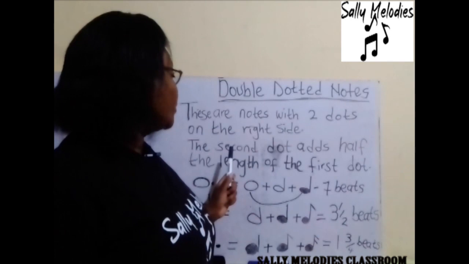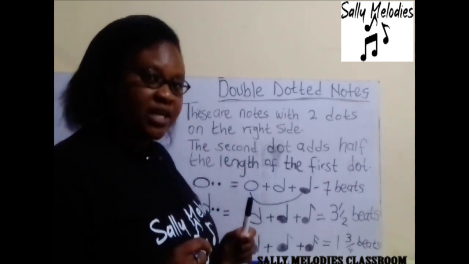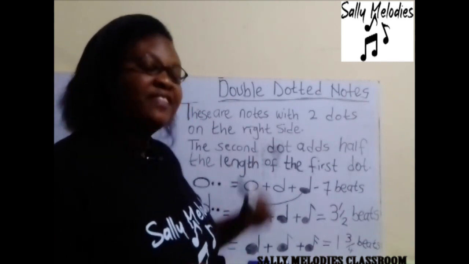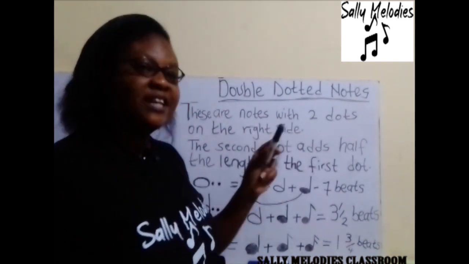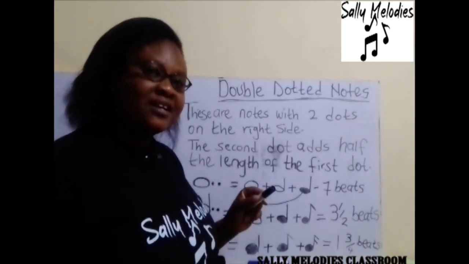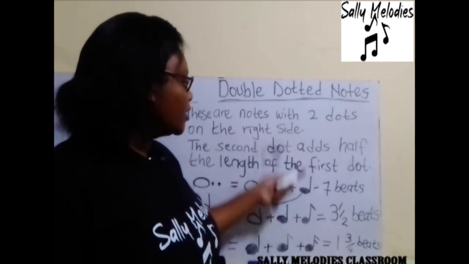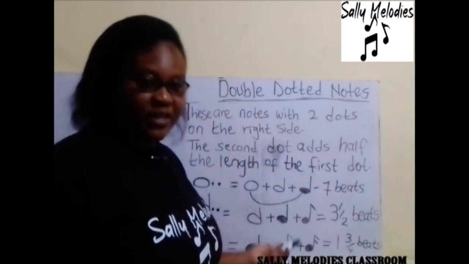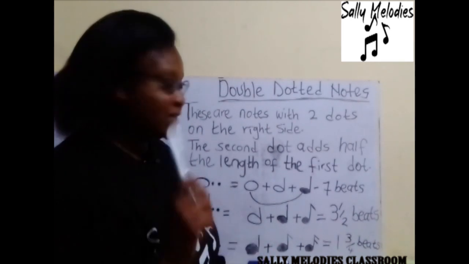What do we mean? We mean that when you see a double dotted note, you just do your simple mathematics, like what we did in the previous lesson. Just take that note plus its half, and then this half is the one you are going to split to become the half of the second one. I don't know if I'm clear, but let's see.